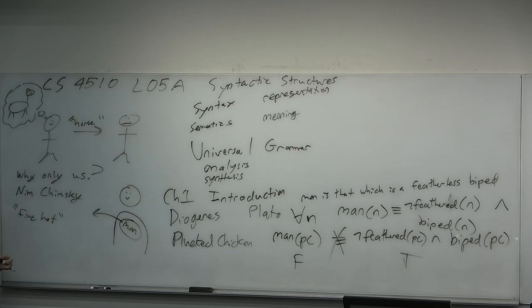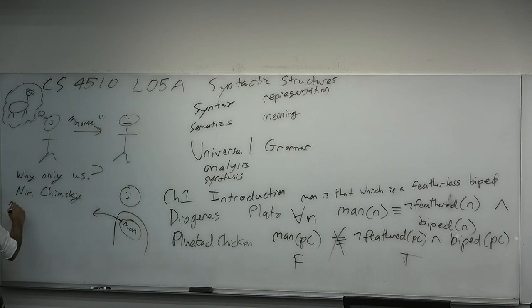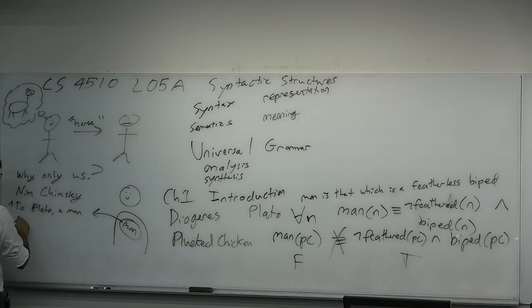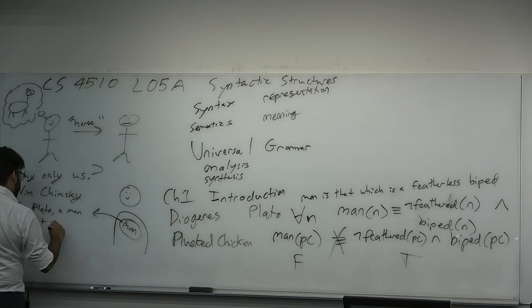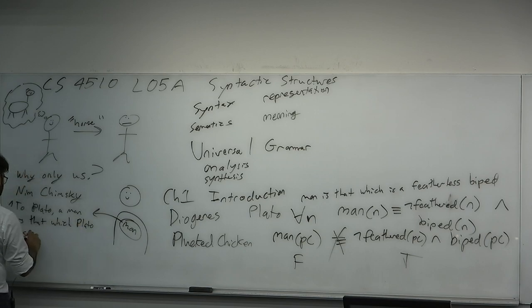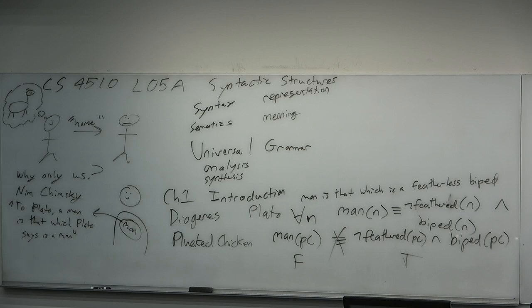And unfortunately, we're left with a circular definition about what is a man. To Plato, a man is that which Plato says is a man. So unfortunately, there's nothing that can be described as a man by Plato except that which Plato says is.